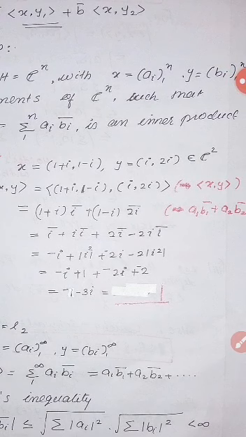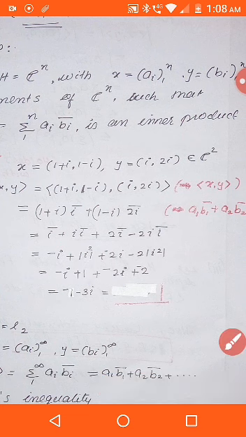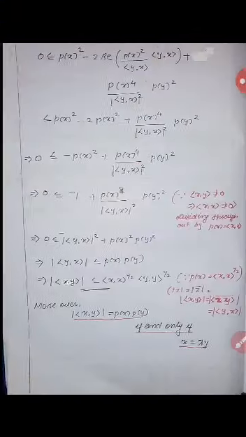For example, we are taking such values, and by definition it is 1 plus i into i conjugate plus 1 minus i into 2i conjugate. By simplifying, we know that i conjugate is modulus of i square, and modulus of i square is 1. All such things we can find its inner product. And now let us think how to show that it is an inner product.